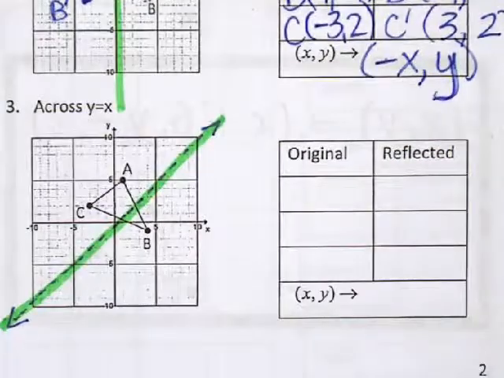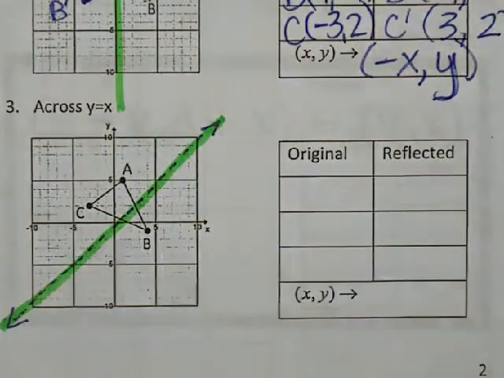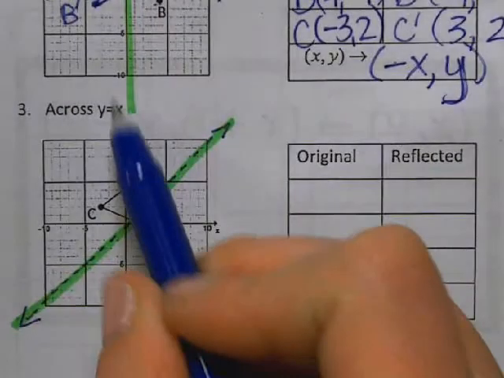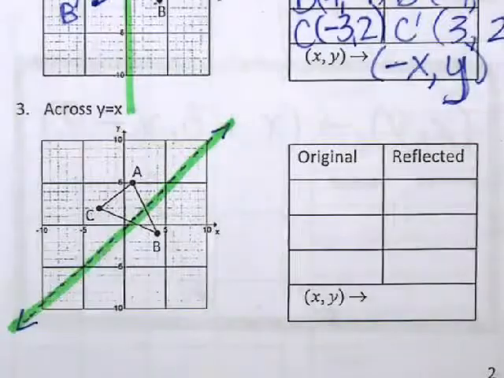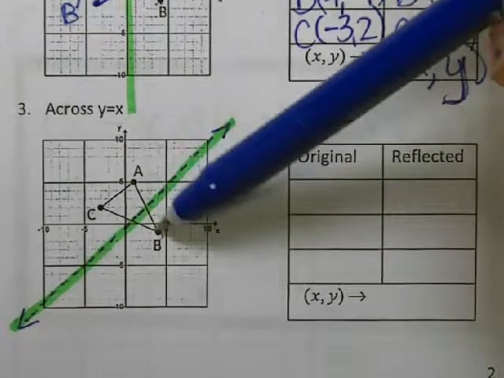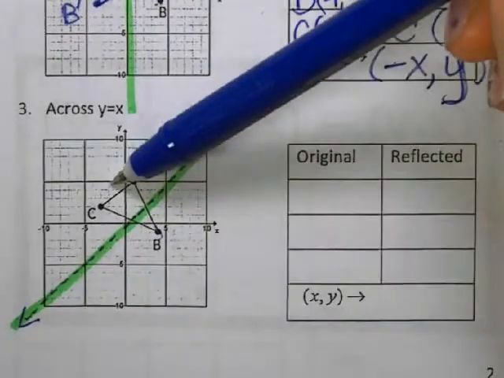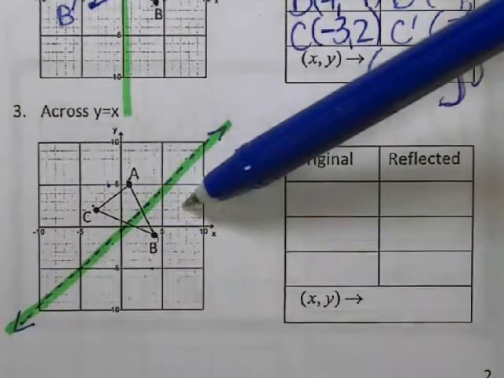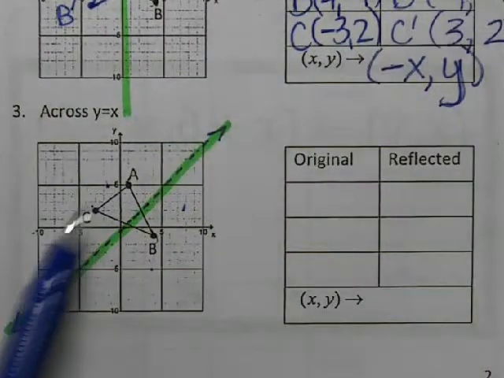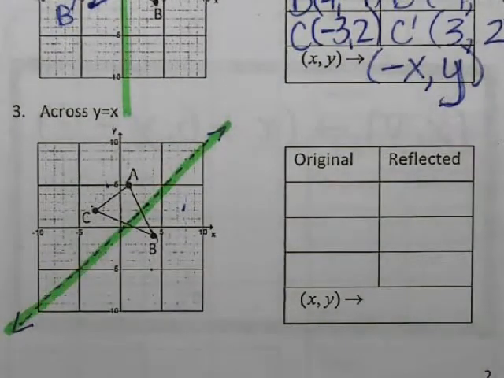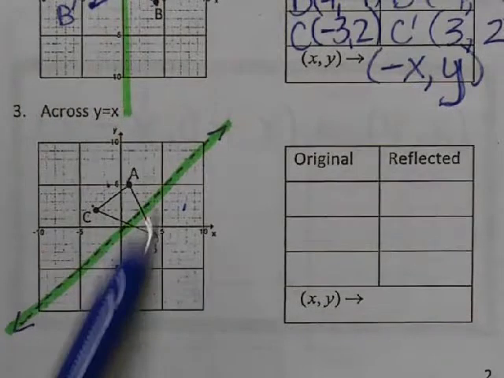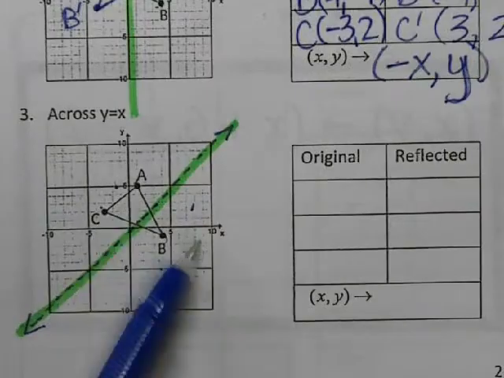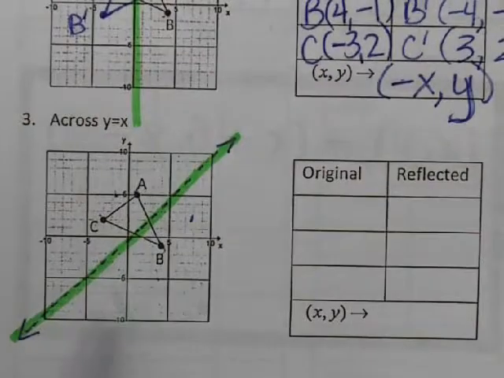That's the parent function for linear equations. It goes through 0, 0, and it goes up 1 over 1 every single time, right? Because the slope is 1. So we want to flip these points over the line. So B is going to end up over here, and A is going to end up over here, and C is going to end up over here. We're flipping them over the line, just like a mirror. Actually, C is going to end up here, A is going to end up here, and B is going to end up here. We're just going to flip right over the line. You just have to imagine it.